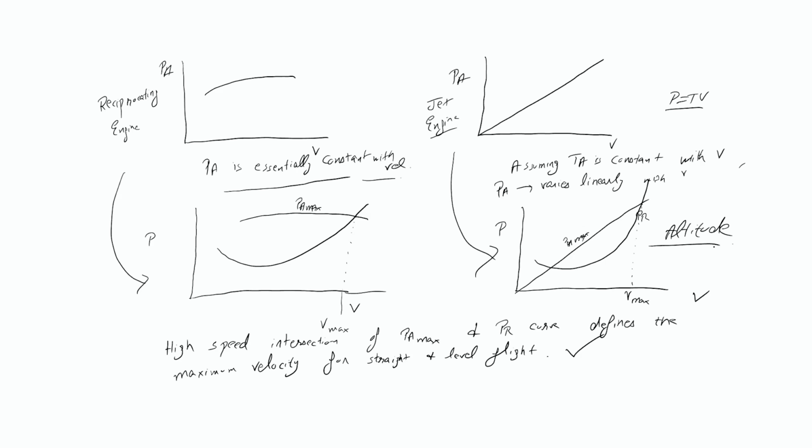Now what happens as the altitude increases? That is the question that we need to address. That is the altitude effects on power required and power available curve. As I said, the previous curves were applicable at a particular altitude.